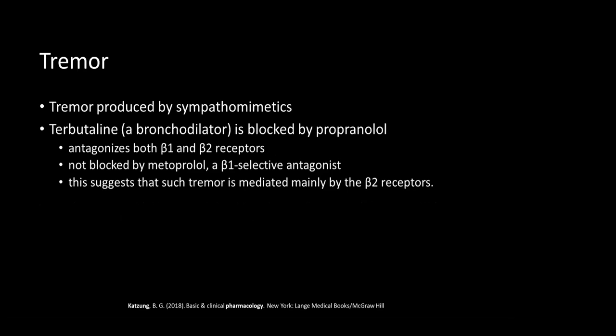Tremors are produced by sympathomimetics. Terbutaline, a bronchodilator, is blocked by propranolol. It antagonizes both beta-1 and beta-2 receptors and is not blocked by metoprolol, a beta-1 selective antagonist. This suggests that tremor is mediated mainly by the beta-2 receptors. Next slide, please.